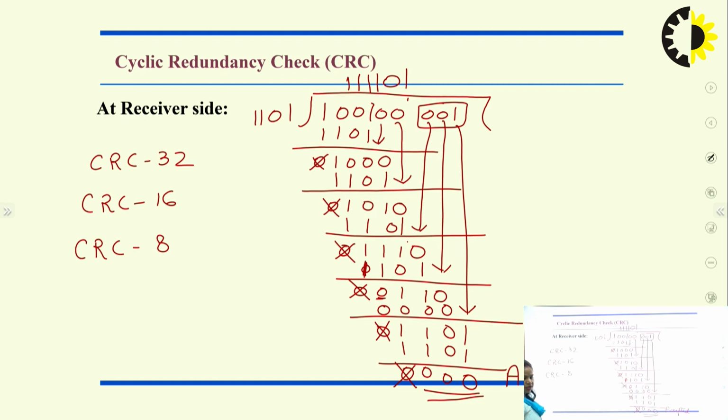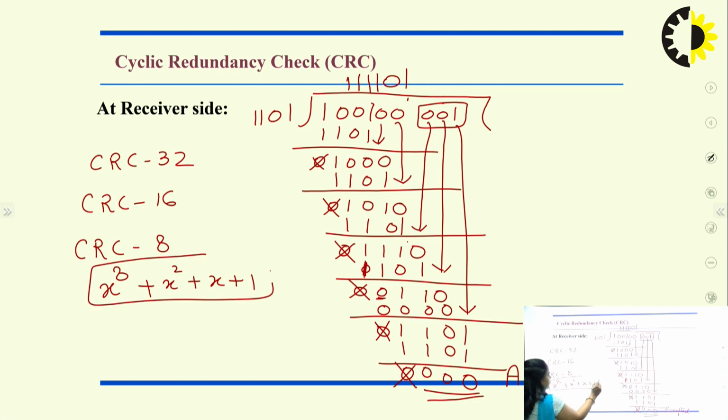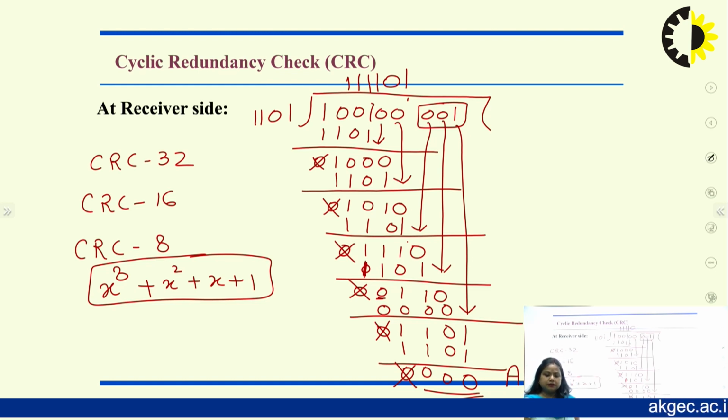So these all are the generating functions which are already fixed into the network. For example, I can explain: if I am talking about CRC 8, the equation is x raised to power 8 plus x raised to power 2 plus x plus 1. This polynomial equation is fixed in the case of computer networks. So there are certain CRC methods which are already fixed.